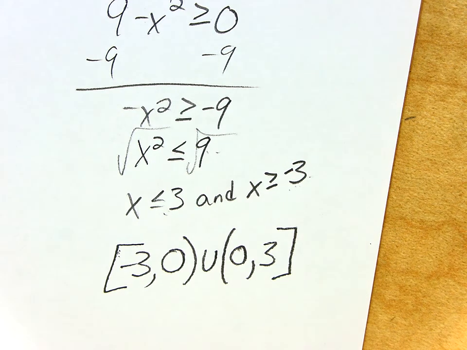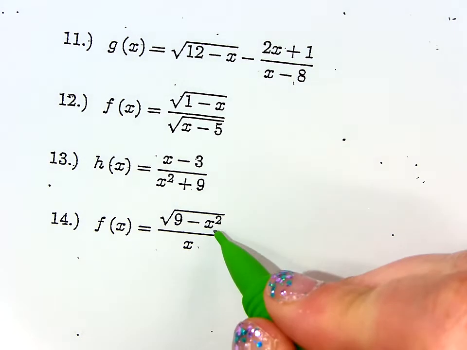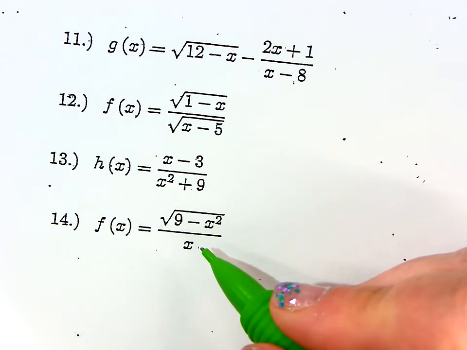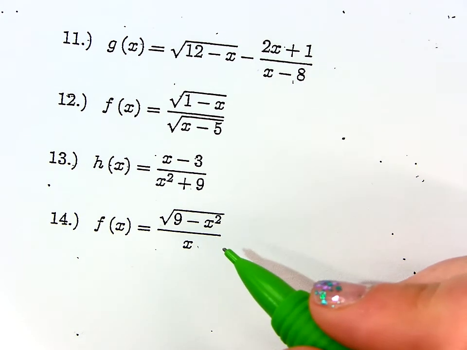If you go back to the original problem, if I plug in a positive 4, well, that would give me 9 minus 16. Yep, that's a negative under the square root. Can't have it. All right, so that's good.